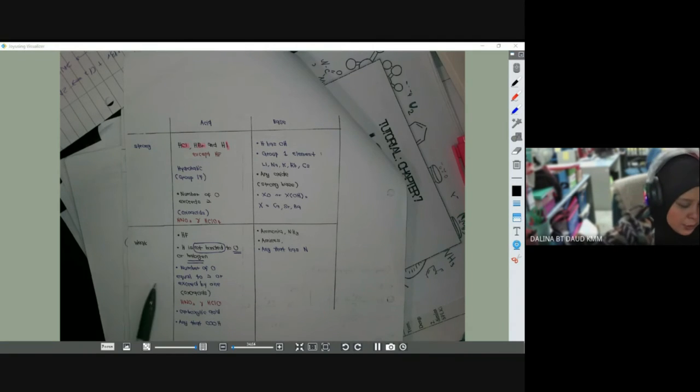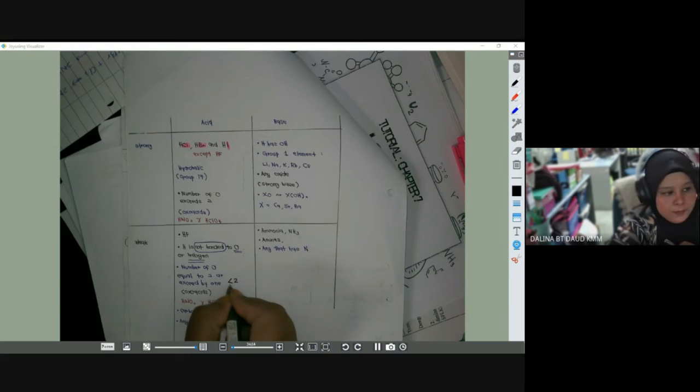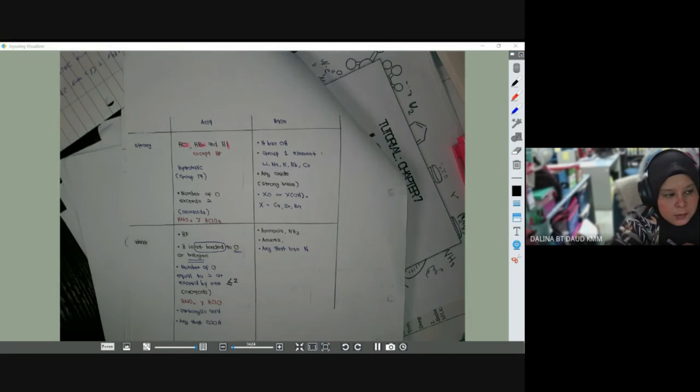Maksudnya 2 ke bawah lah. Ayat ni less than 2, less or equal than 2. Okay, contoh HNO2. Dia ada 2 je, automatic dia weak acid. Kalau lebih, strong. Macam tu.